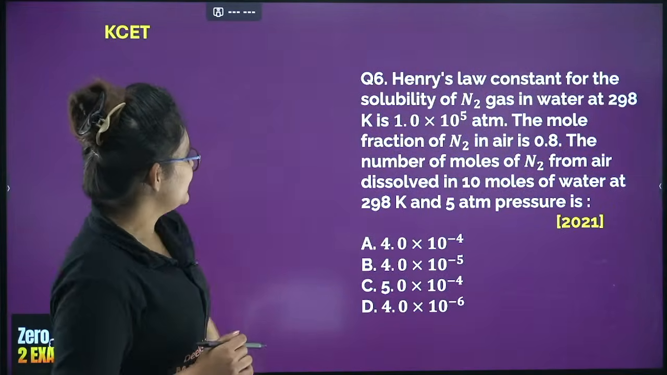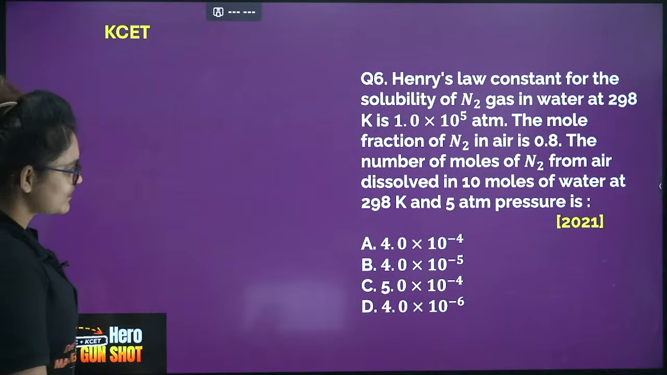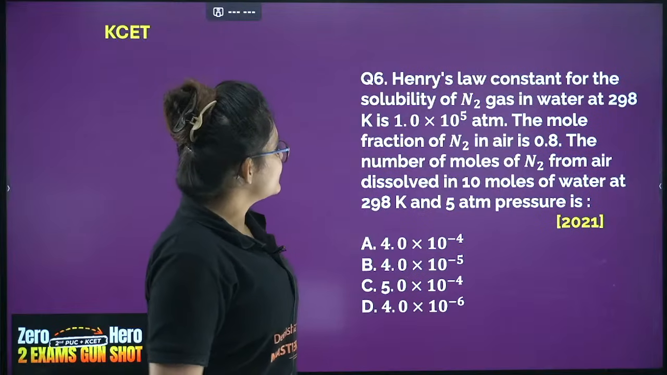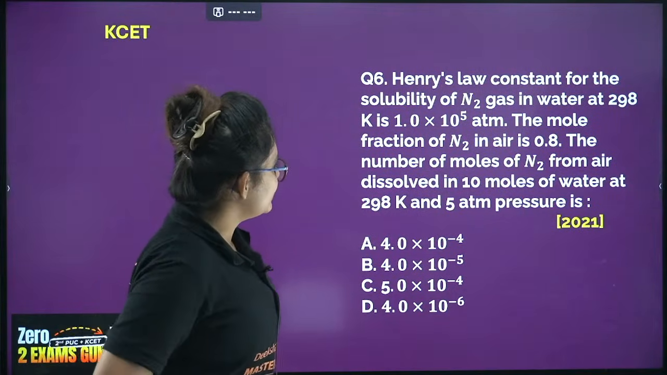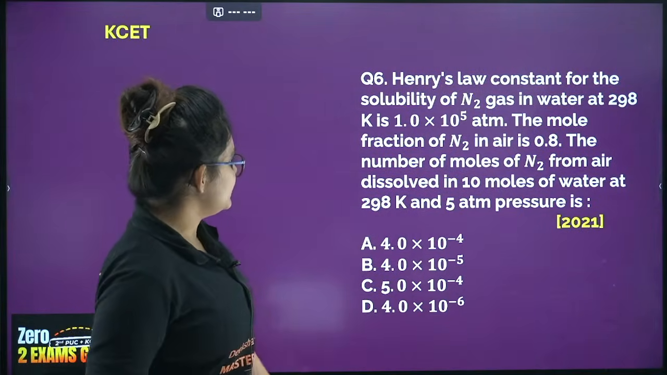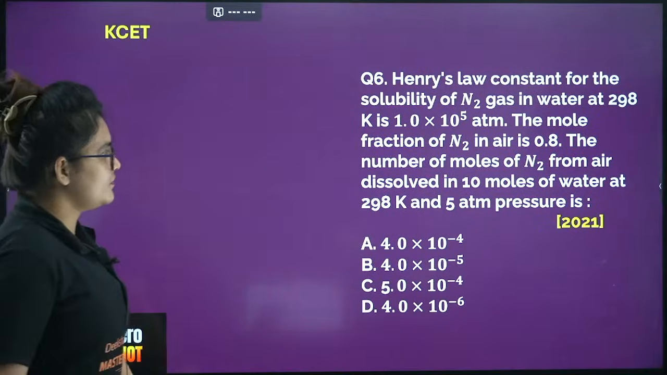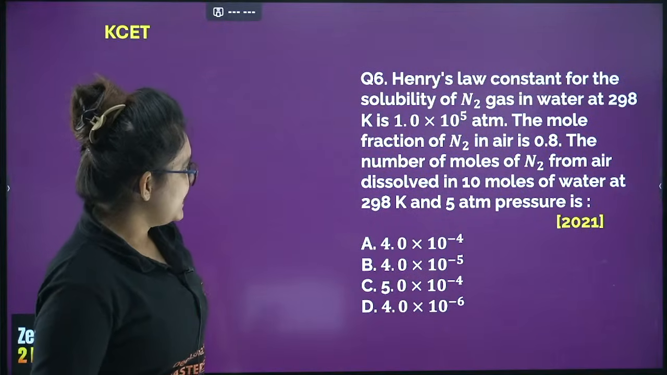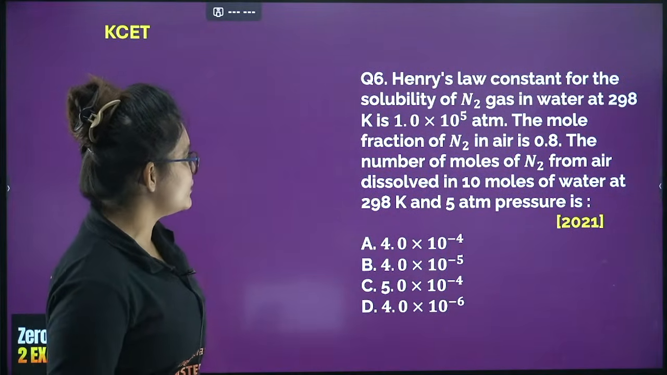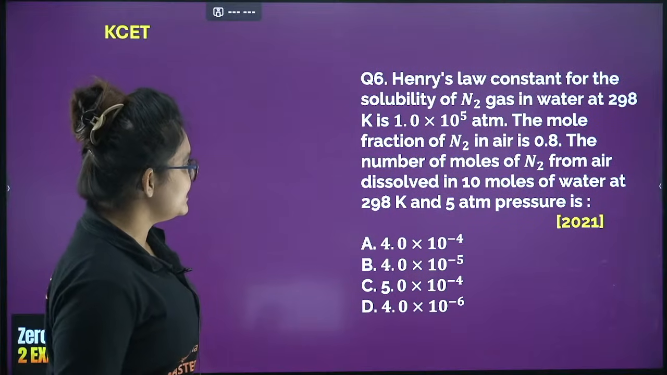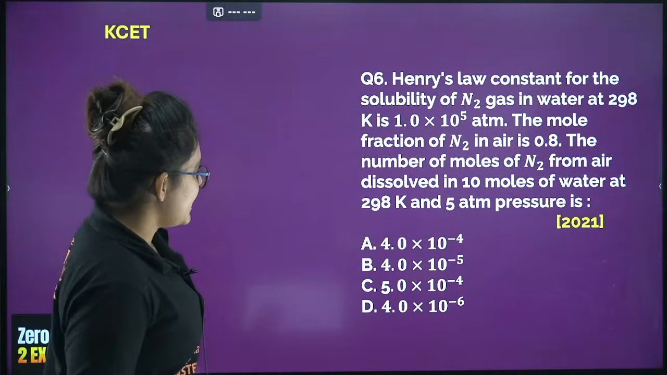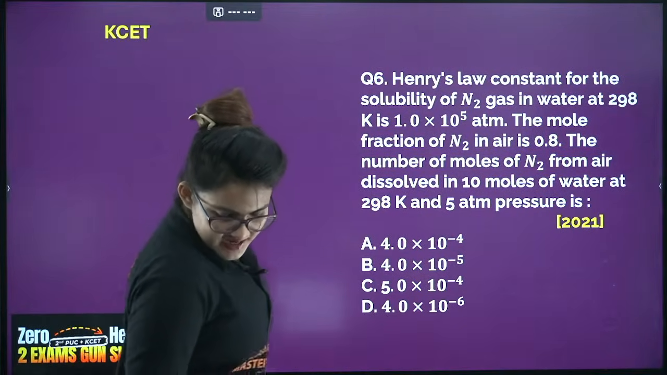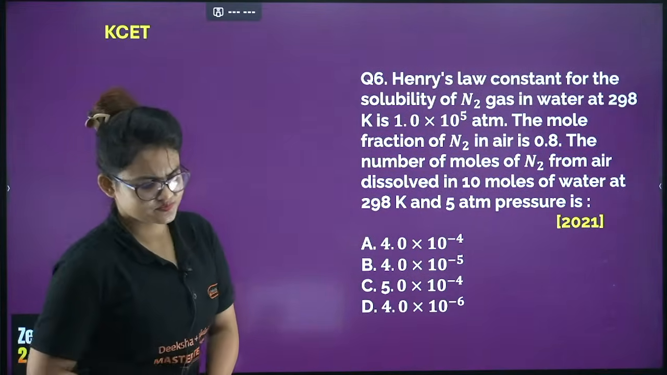Let's proceed further. Here you can see the next one. That's also a question from the KCET itself. Henry's law constant for the solubility of N2 gas in water at 298 Kelvin is 1 into 10 power 5 atmosphere. The mole fraction of N2 in air is 0.8. Find the number of moles of N2 from air dissolved in 10 moles of water at 298 Kelvin and 5 atmosphere pressure. Will you give it a try?